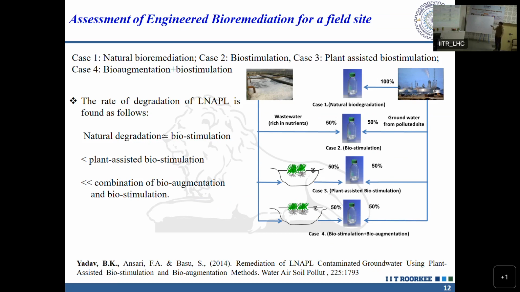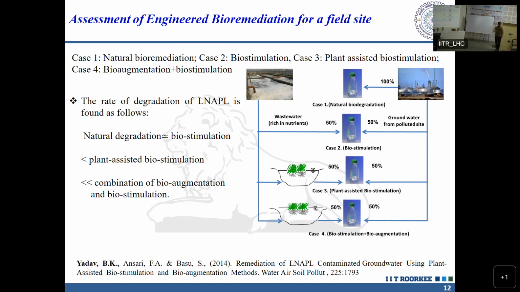In the third case, we passed this wastewater through a wetland, a small constructed wetland at laboratory scale, and the water was passed through by maintaining some residence time here, and then again this was mixed with the contaminated groundwater to see the role of the plant, the role of the vegetation over bioremediation. And then the final case, similar to the third case, the only difference is here we also polluted this wetland with the hydrocarbon. Why did we pollute that one?